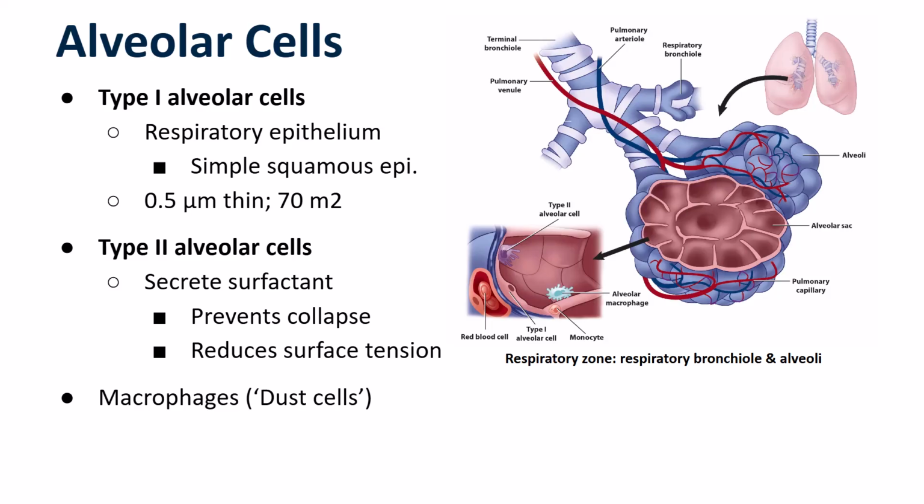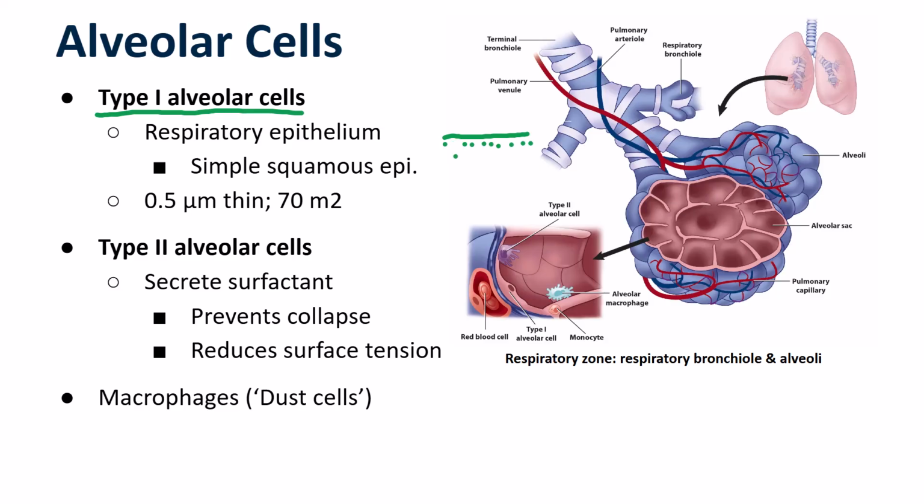Now, there are several different types of alveolar cells. The most abundant are the type 1 alveolar cells. We refer to this as the respiratory epithelium because it's across this tissue that gas exchange happens. Respiratory epithelium, these type 1 alveolar cells, are just simple squamous epithelium. And so with simple squamous epithelium, we have a very thin layer of tissue supported by a basement membrane.